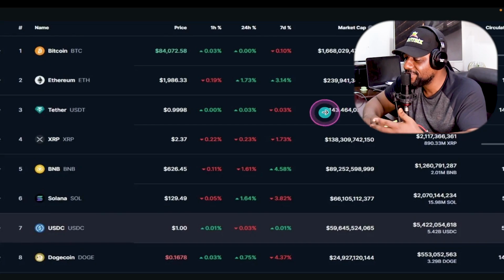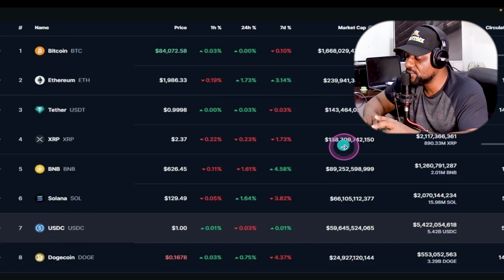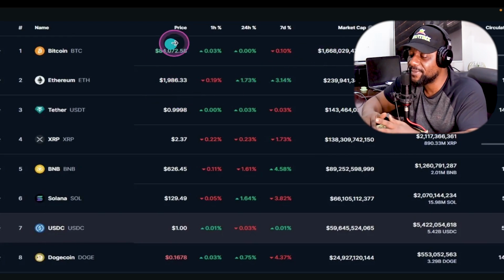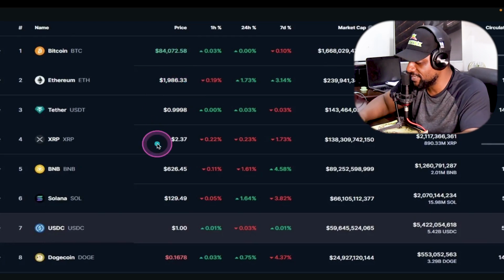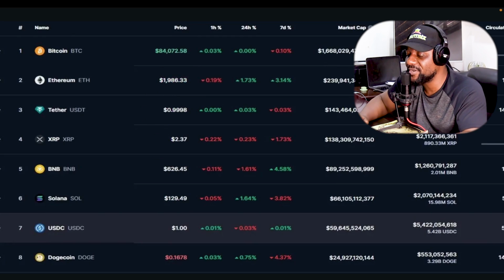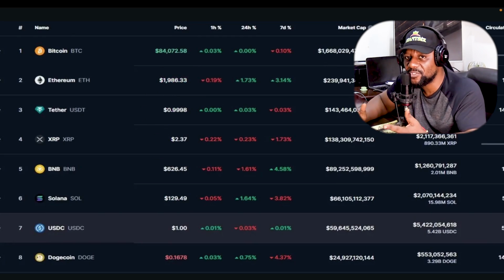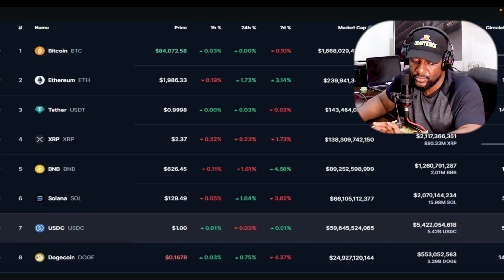And then you can see Theta is 143 billion. XRP is 138 billion, but Bitcoin is 1.6 trillion. That's their market cap. That's the value of the company, and that's why you can see the reflection of what their prices are. 84,000 is Bitcoin. Ethereum is 1,986. And then Theta is 0, it's not even up to $1. You see why I said Pi was trying. Theta is 0.9. Although they have more market cap, they have more value, but Pi is still on 0.92. You see that? Okay.